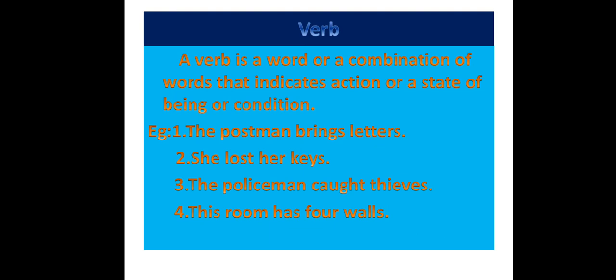The policeman caught thieves. So here the action of the policeman is highlighted as caught. So that is the verb. This room has 4 walls. So here has denotes the state of being, so it is called a verb. So a verb is a word that decides what the subject should do in a sentence, or it denotes the action, position, condition, or experience of the subject in a sentence.